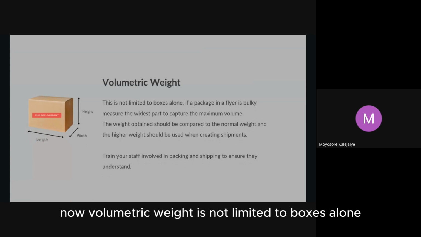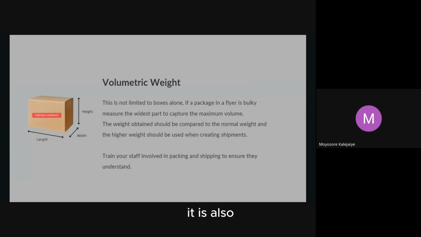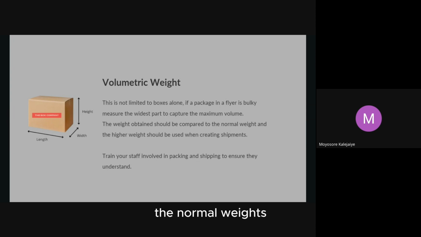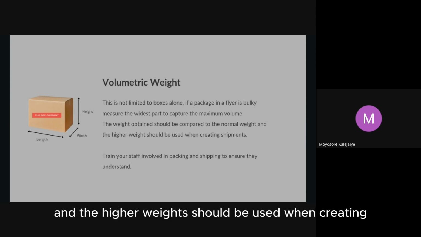Now, volumetric weight is not limited to boxes alone. It also includes a flyer. So if a package in a flyer is bulky, you measure the widest parts to capture the maximum volume. The weight obtained should be compared to the normal weights, and the higher weight should be used when creating shipments.